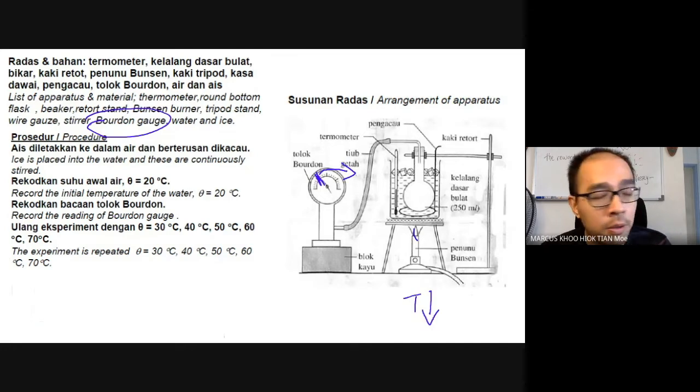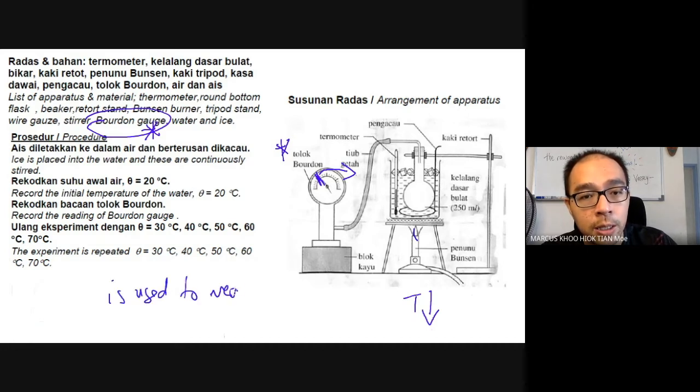In your module, can you please put a star at the word Bourdon gauge, and then say that the Bourdon gauge is used to measure gas pressure.